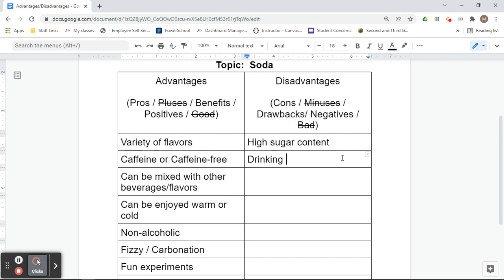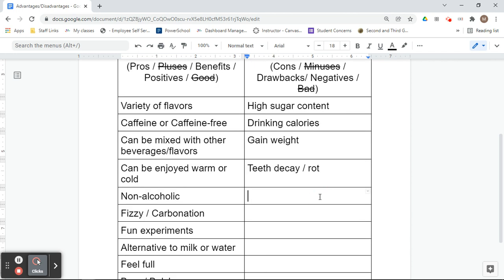You're essentially drinking calories. Whether we realize it or not, we are drinking calories. And if we're drinking calories, drinking a lot of soda can obviously cause you to gain weight. It's not exactly positive for our teeth, so it can result in teeth decay. And I'm talking about prolonged use, but teeth decay or rot. And it's partly due to obviously all the sugar and chemicals in it.